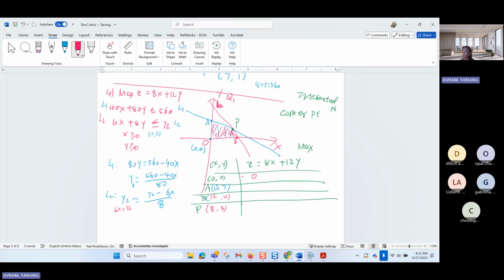So this one for G will be 0, right? And then this G will be 8 times 0 plus 12 times 7, so that's 84, right? And then G here will be 8 times 12 plus 12 times 0, which is 96, okay? And then this G here will be 8 times 8 plus 12 times 3. So let's see how much is that. 64 plus 36, so that one is 100. So 100, that is the max, okay?